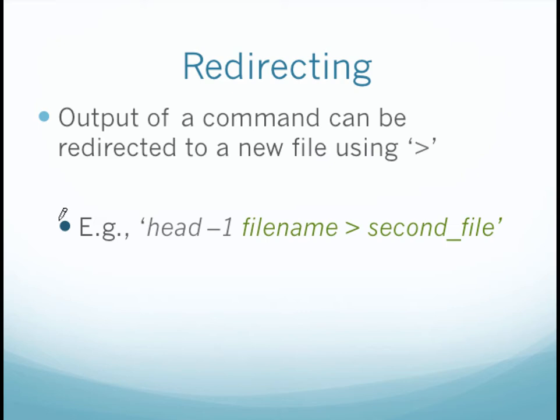For all the things that we did so far, the output will be printed to the screen. Suppose you want to send the output to a different file. For that you can use the greater than sign. For example, if you have head -1, that will give you the first line of a file and you can send the output to the second file using the greater than sign.